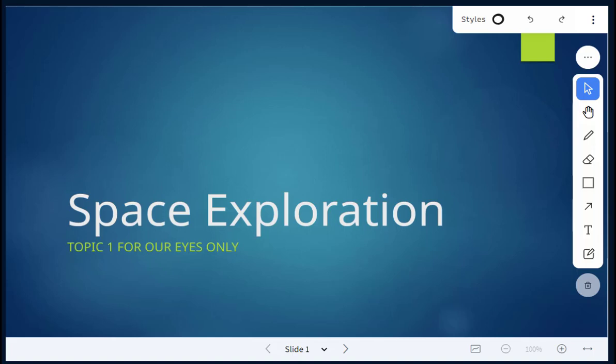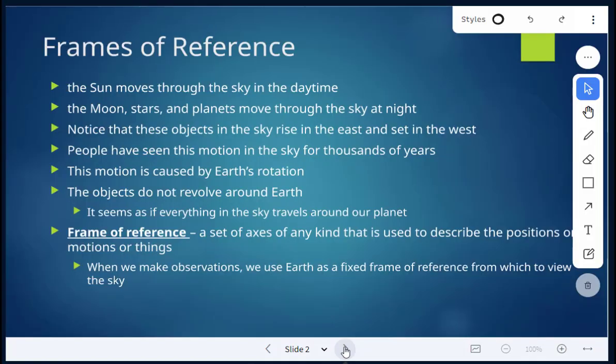All right, so today's unit is space exploration, and we're going to look at topic 1, which is called For Our Eyes Only. So we'll start by talking about something called frames of reference. So we know the sun moves through the sky in the daytime, and then the moon, the stars, and the planets, they're moving through the sky at night. And we've noticed that these objects in the sky, they rise in the east and they set in the west.